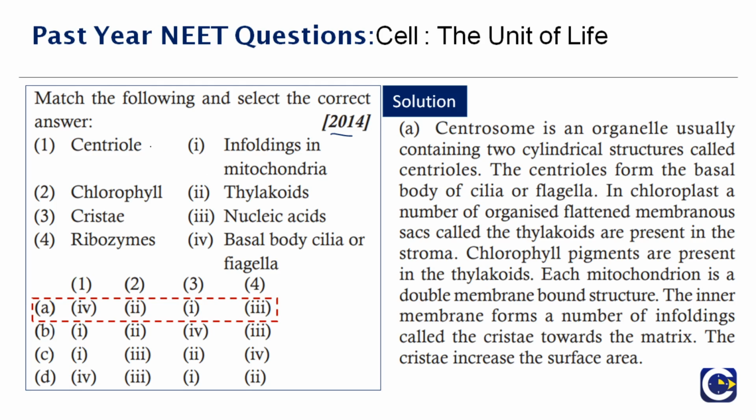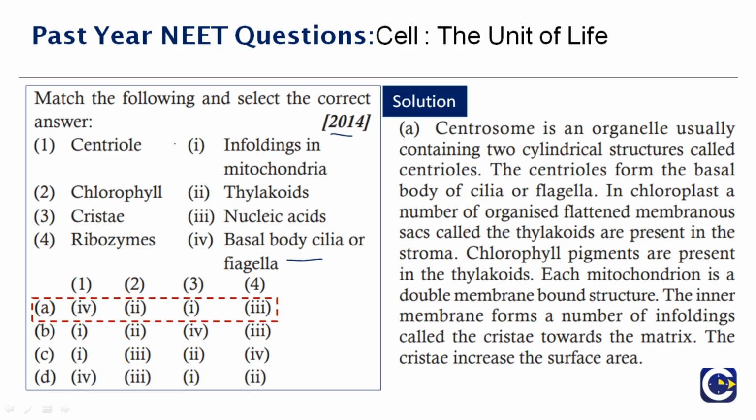Centriole is the basal body of cilia and flagella. A centrosome is an organelle which usually contains 2 cylindrical structures called centrioles, and they form the basal body of the cilia and the flagella. Cristae, as we already saw, are infoldings in the mitochondria. Chlorophyll is present in thylakoids, and ribosomes are present in nucleic acids. So this question is very easy.